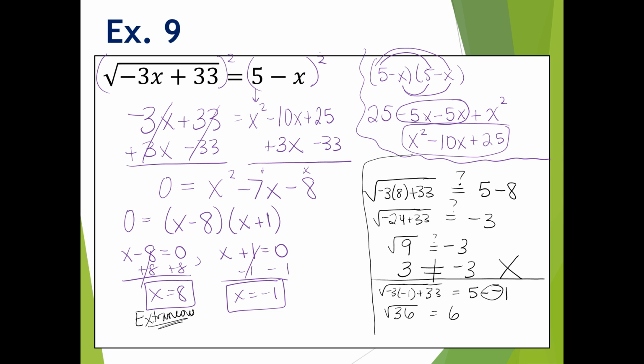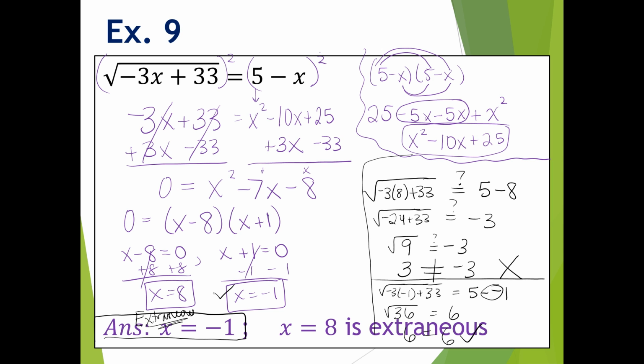Does the square root of 36 equal 6? Yes, it does. Okay, so the negative 1 worked. The 8 is extraneous. So our answer to this problem is negative 1. But again, I like you guys to tell me not only the answer, but the other answer that you found that was extraneous. So x equals negative 1 is the actual official answer to this problem, but also I like to know that x equals 8 was an answer that we found that was extraneous.